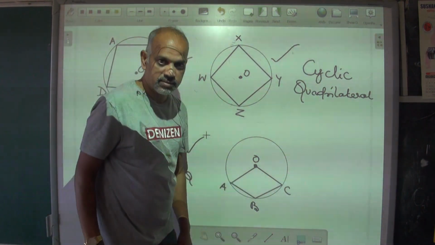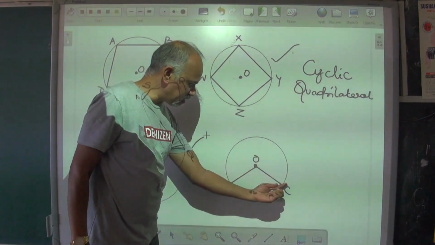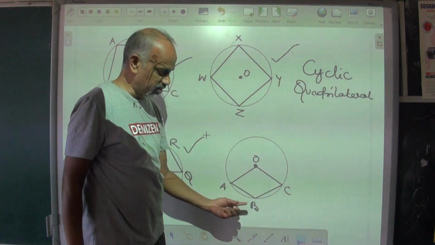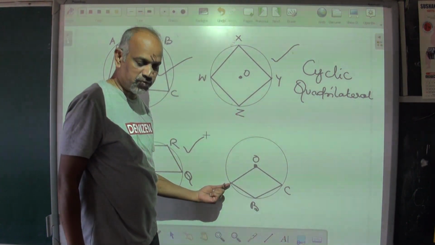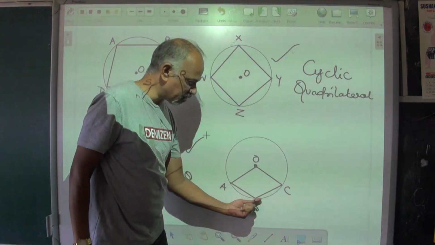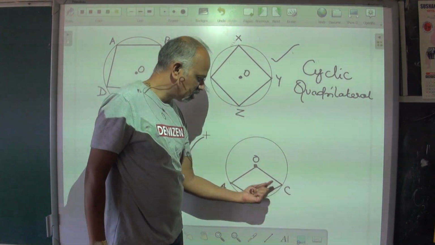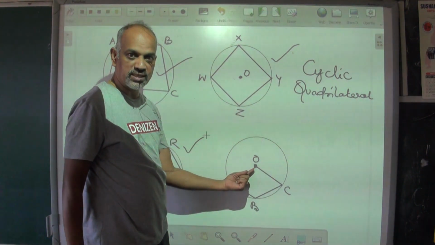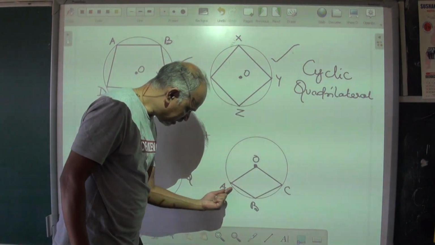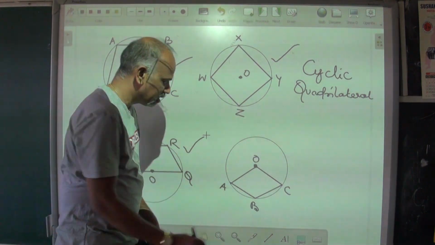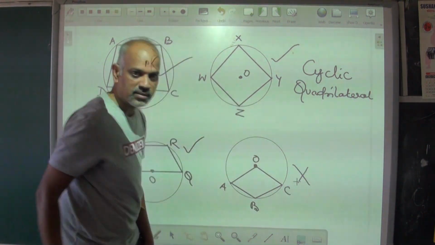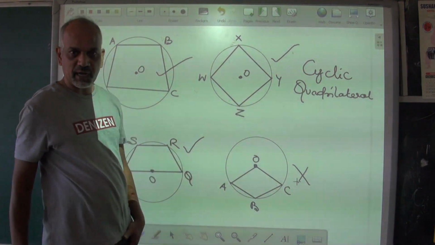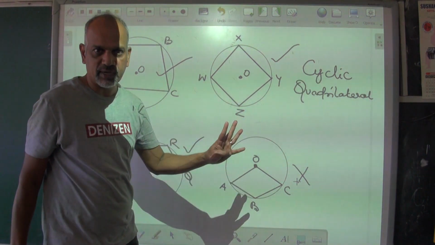Check the last one. A, B, C and O are the four vertices. A is on the circumference, B is on the circumference, C is on the circumference, but O is not on the circumference. O is the center. Therefore, this is a quadrilateral but not a cyclic quadrilateral. So about a cyclic quadrilateral, you should know it's a four-sided figure.